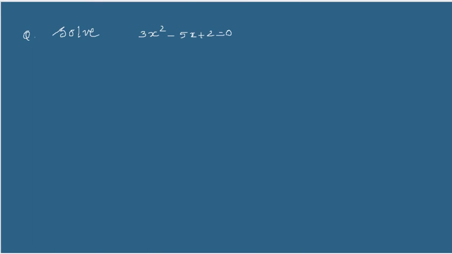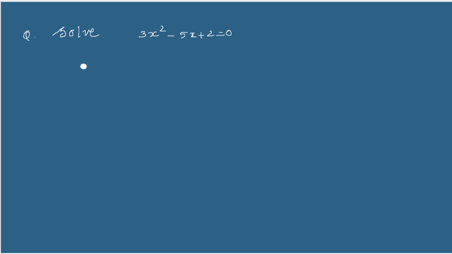Let's take a question. Solve 3x square minus 5x plus 2 is equal to 0 by using the quadratic formula. When you get a question like this, you have to read it very carefully: 3x square minus 5x plus 2 is equal to 0. When you are doing problems, the signs of numbers, that means integers, are very, very important. So you must be very careful about the positive and negative signs.